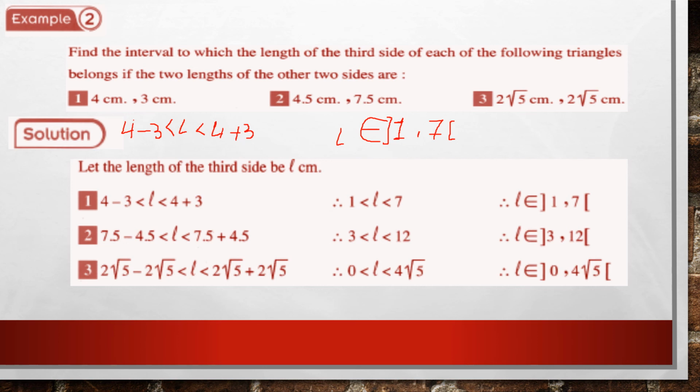So the second one, 4.5 and 7.5: we will get the difference between the two sides and the sum of the other two sides. L is greater than 7.5 minus 4.5, and smaller than the sum of the two numbers, 7.5 plus 4.5, and so on.